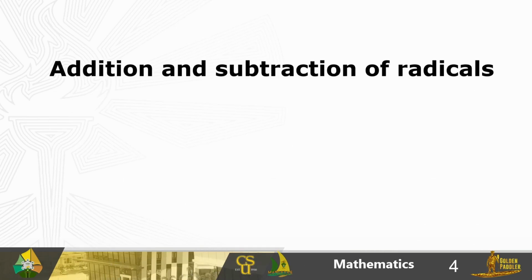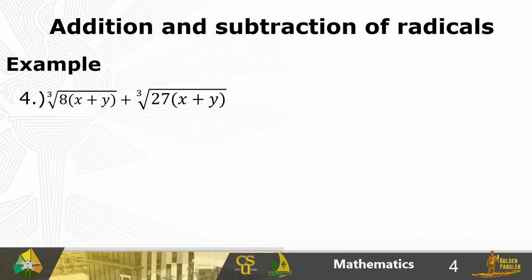Let's have another example. How about this example? Cube root of 8 times x plus y, plus cube root of 27 times x plus y. Again, in this example we notice that they have the same index, but they don't have the same radicand. So we have to simplify the radicand in order to add or subtract these terms. We can write 8 as 2 to the cube times x plus y, and 27 as 3 to the cube times x plus y.